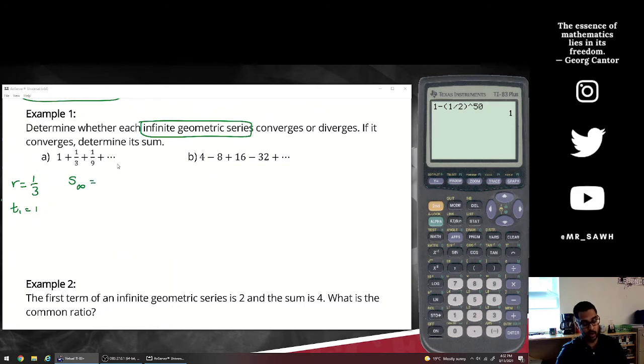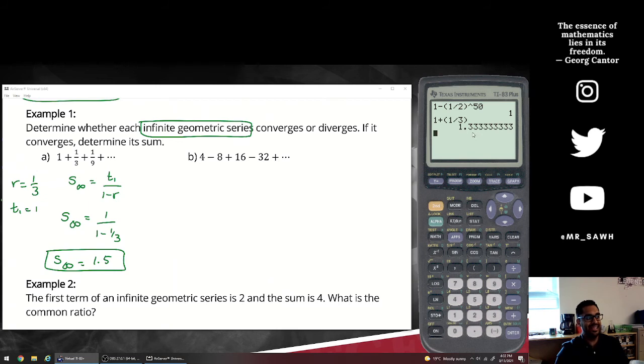I can determine where they're going to converge using this, because my ratio is 1/3. That is in between -1 and 1, so I can use it. The sum of an infinite number of terms here will be 1 divided by 1 minus 1/3. If you plug that into your calculator, you will find out that it is 1.5, which makes sense, right? 1 plus 1/3 already is 1.333 repeating, so I'm already really close to that 1.5 value.